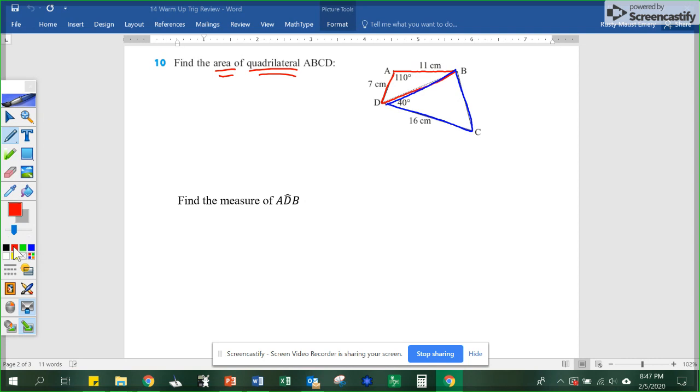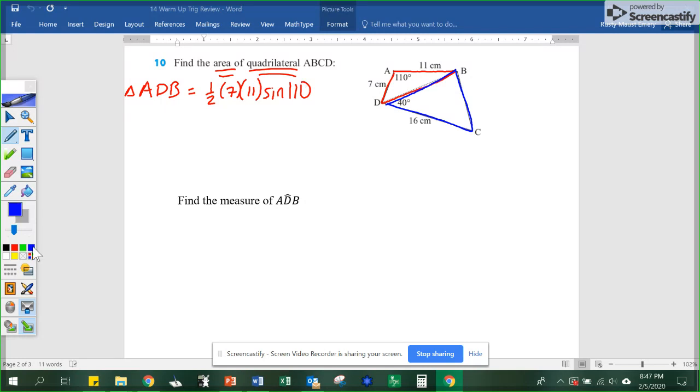Remember that formula we just used. If I know two sides and the included angle, I can find the area. So the area of ADB is going to be 1/2 times 7 times 11 times the sine of 110. So I'm not going to calculate that yet. That is the value that area will be.